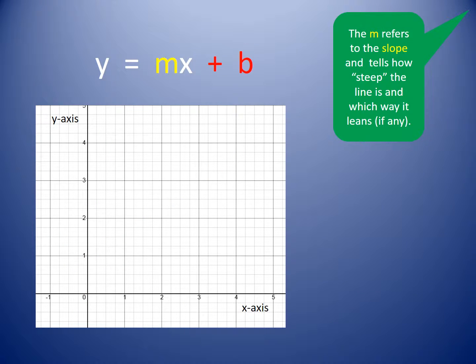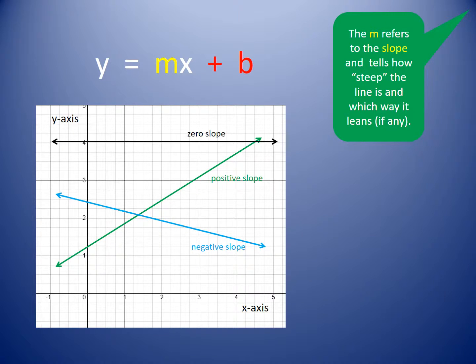The m component of the equation refers to the slope of the line, and it tells us how steep the line is and which way it leans, if any. For example, a line that goes from lower left to upper right has positive slope. A line that runs downhill from left to right has negative slope. A horizontal line has zero slope, and a vertical line has undefined slope. We'll talk more about the names of each of these slopes and how they came to be in another video.